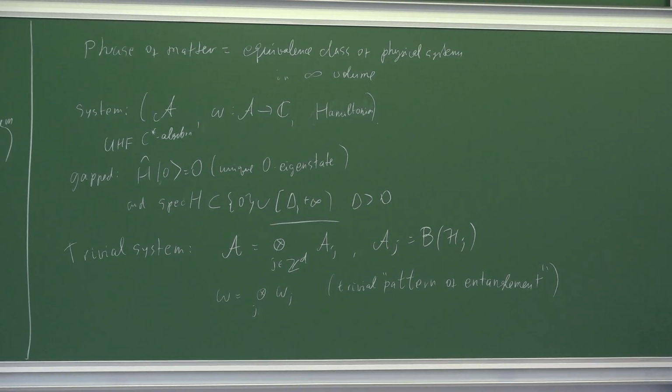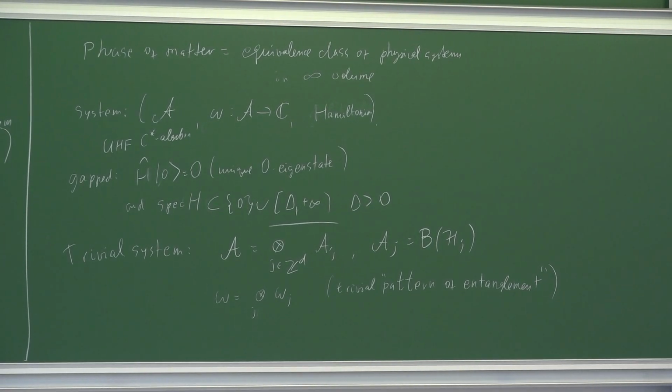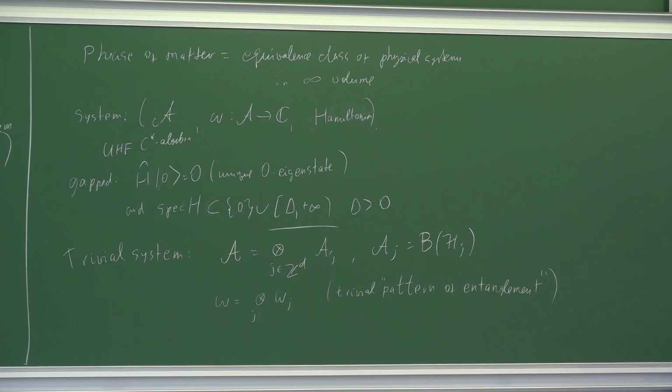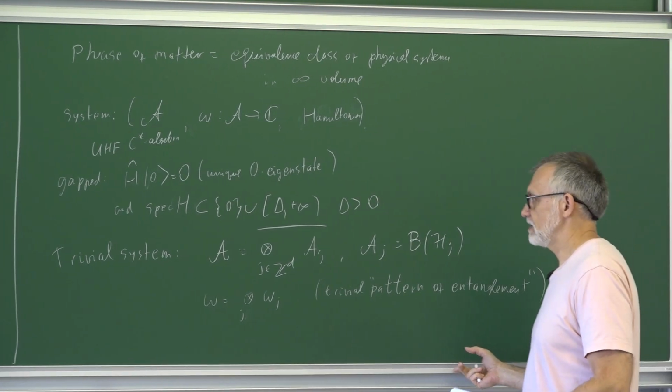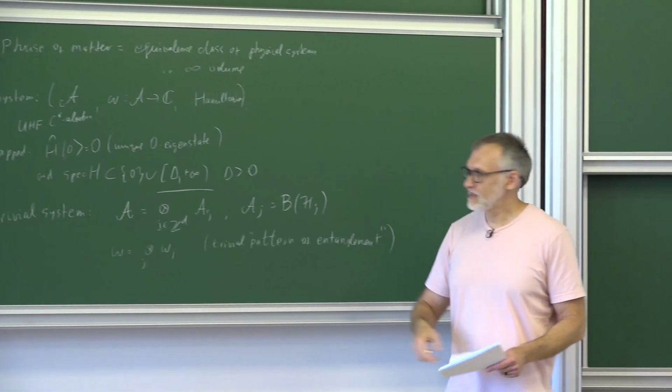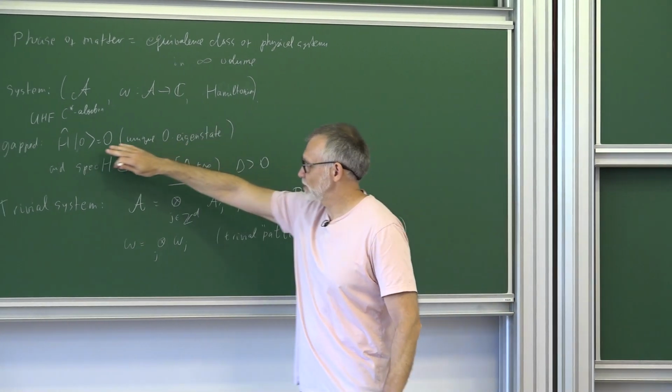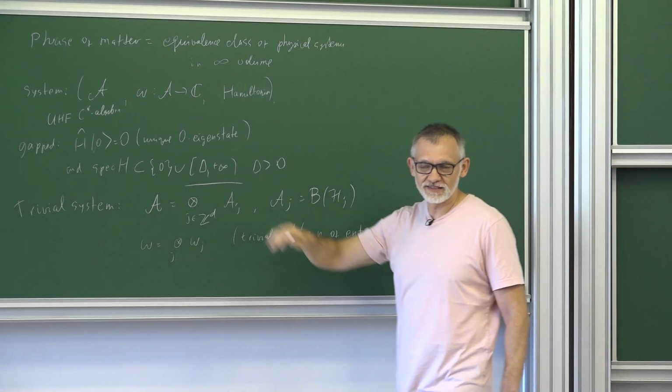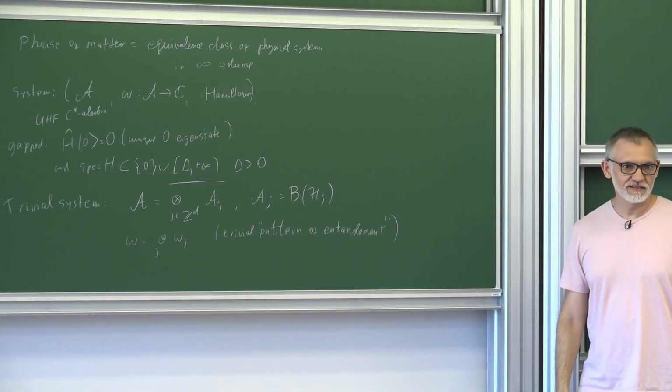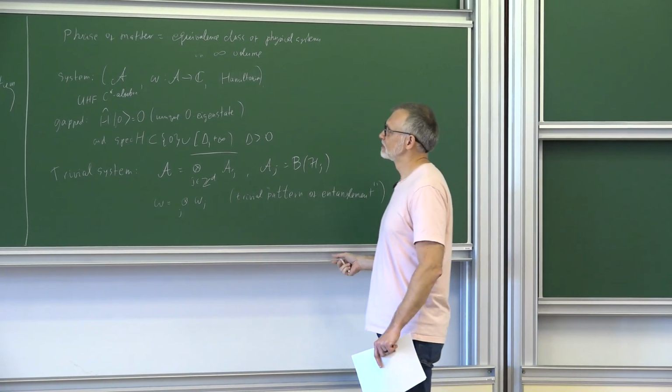And the name of the game is to figure out some way to distinguish different patterns of entanglement, this being the trivial one. So there's nothing else available really at zero temperature. And by the way, this Hamiltonian, it will turn out that's actually not very important. The important thing is that it exists and has some reasonably nice properties, but it doesn't really matter what it is.